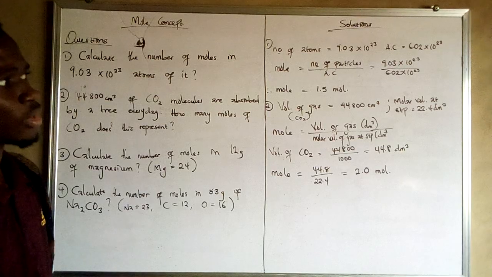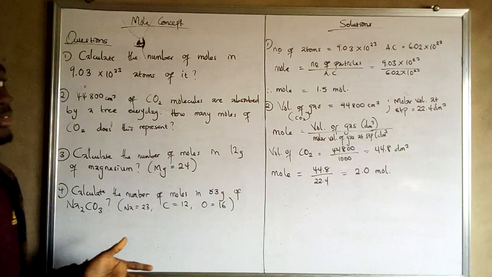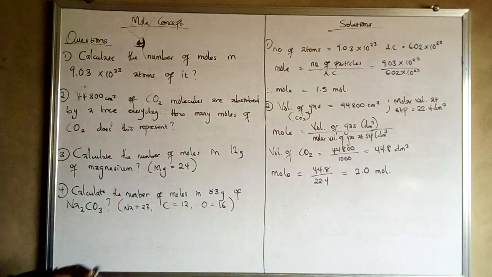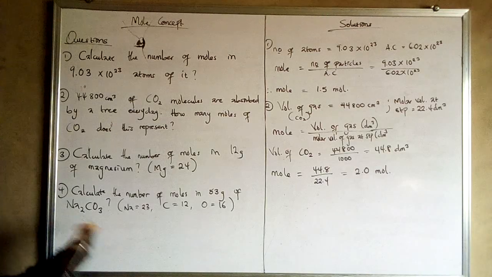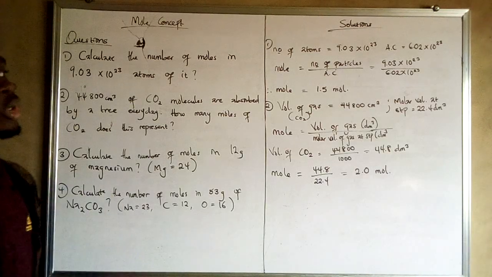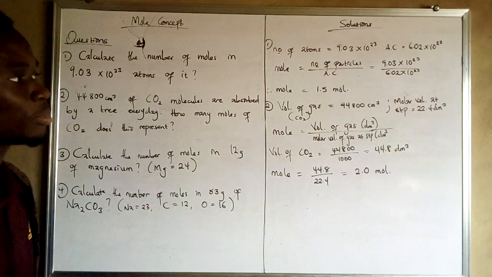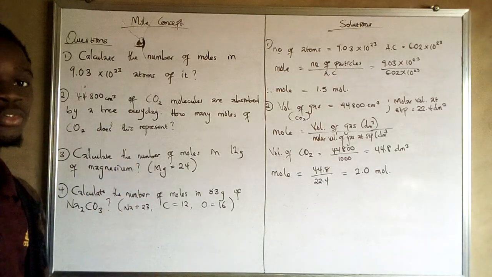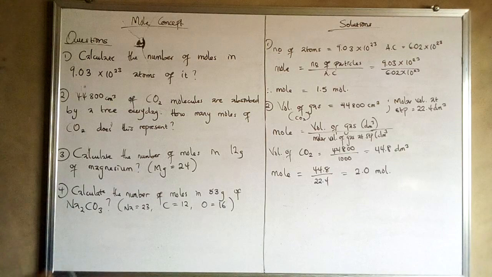Here we use the second method I gave in the last video, using the molar volume of gas to find the mole of substance, using the molar volume at standard temperature and pressure. In the first question, we use the Avogadro's constant to find our number of moles.